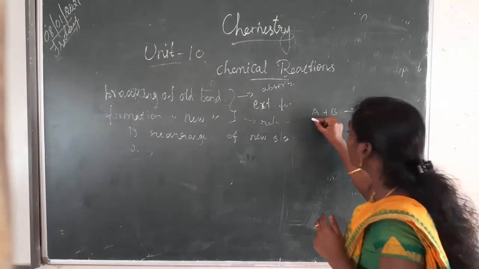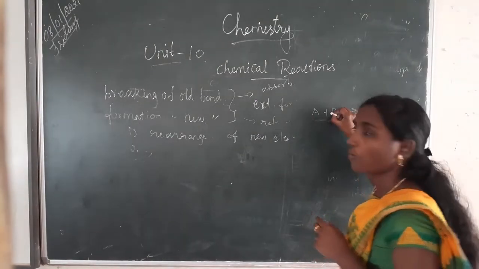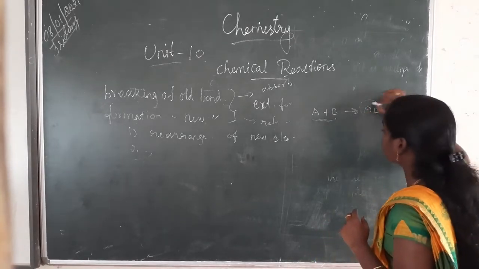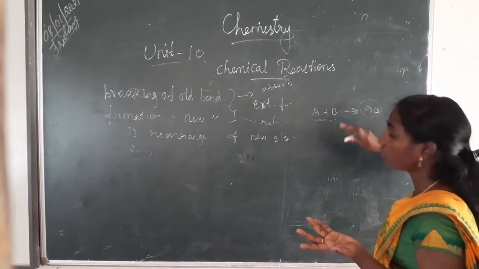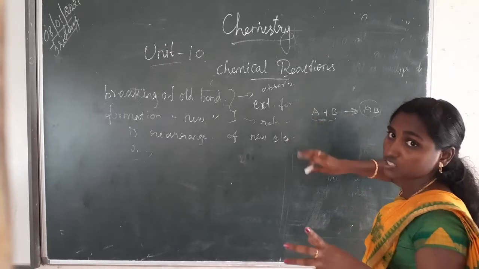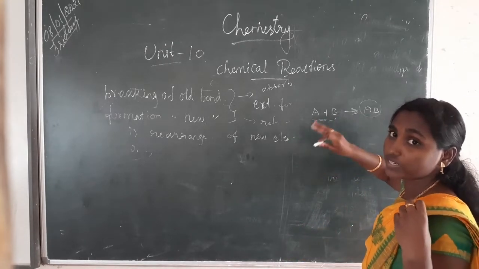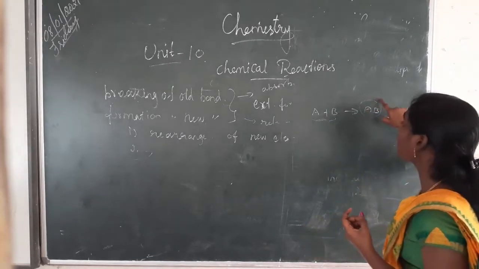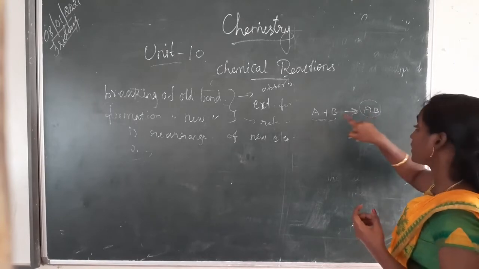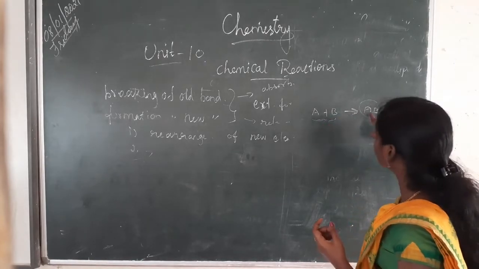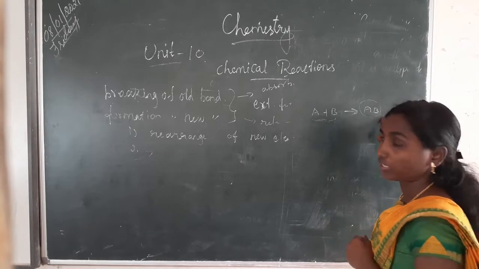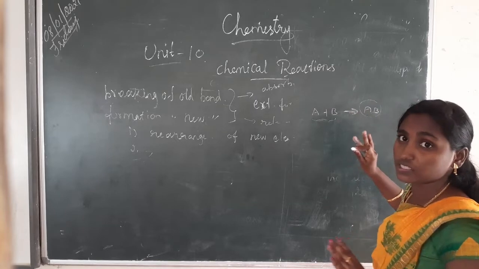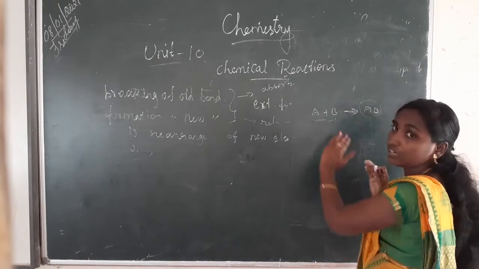This one is called a reactive molecule, and this is called a reactive molecule or element. Single means we can say element. Two or more means we can say compound. So this is a reactant and this is a product. The left side is called the reactant and the right side is called the product, and the arrow indicates the direction of the reaction. Have you understood? This is a simple chemical reaction.